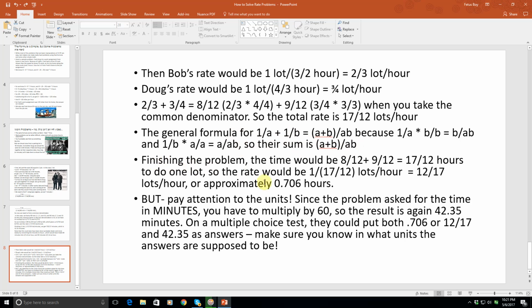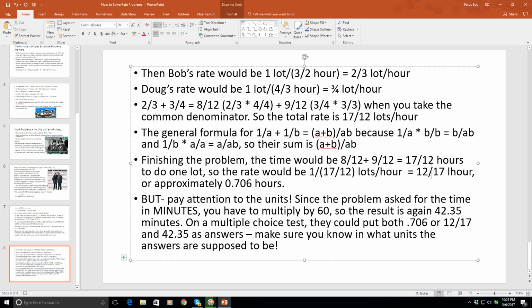Anyway, finishing the problem at hand, the time would be 8 over 12 plus 9 over 12, which is 17 over 12ths hour to do one lot. So the rate would be approximately 1 over 17/12, which is 12 over 17 lots per hour, or hours per lot, I should say, which is approximately 0.706. So we should change that to hours per lot. Approximately 0.706 hours. So if it were a grid-in problem, you could just grid in 0.706, right?